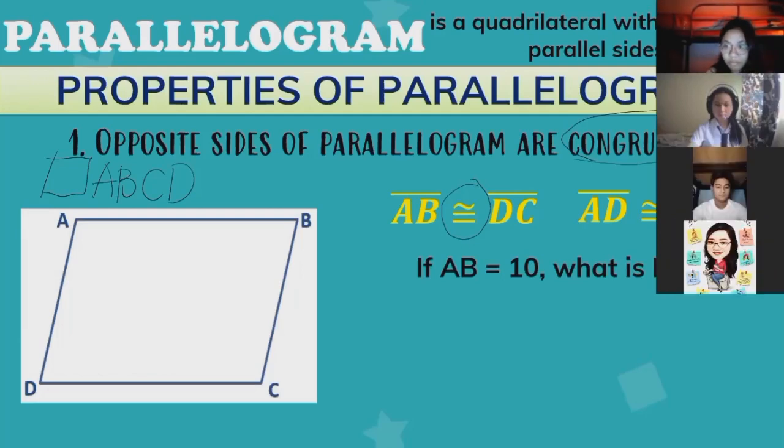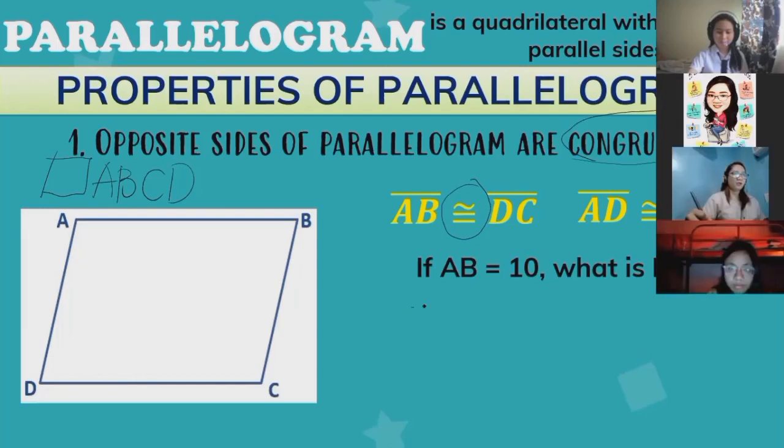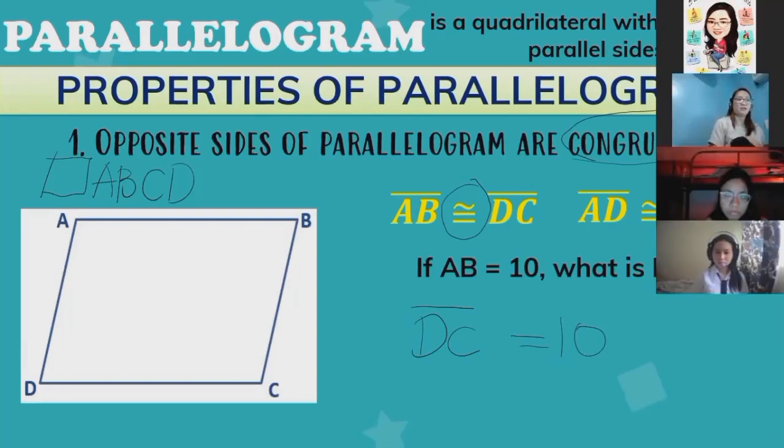Jillian? 10, po. Okay, so segment DC is also 10, right? Because AB is congruent to DC. Therefore, they have the same measurement. Easy, right? Next.